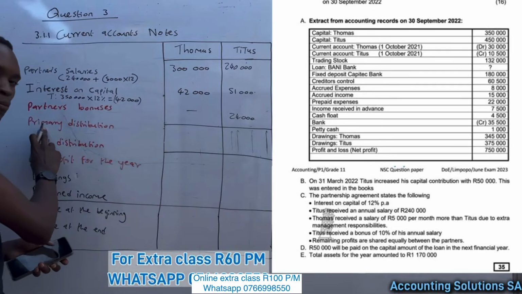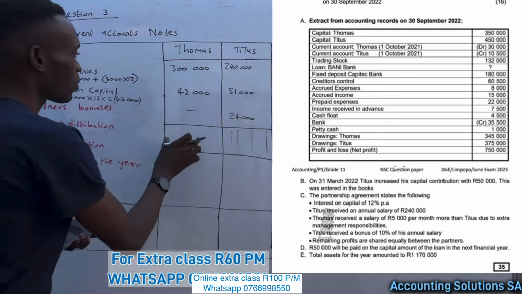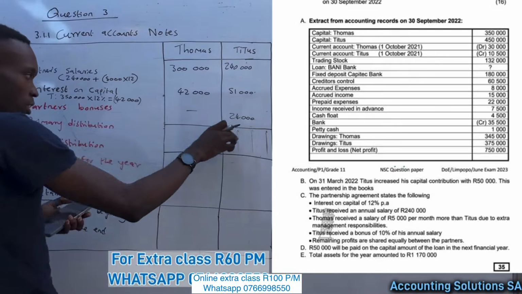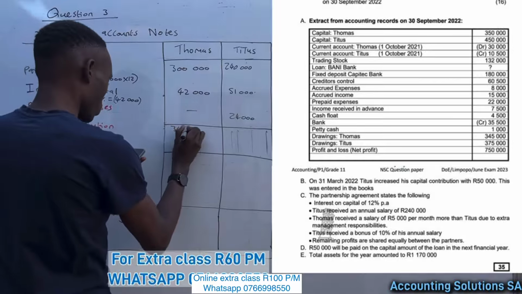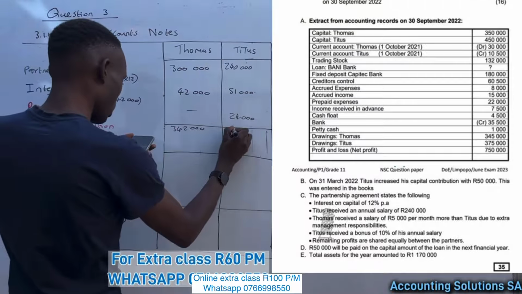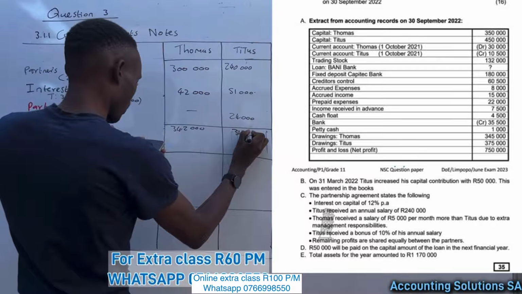Then primary distribution is very simple. You just calculate the total of everything. Total this side is 342,000, and this side is 315,000.